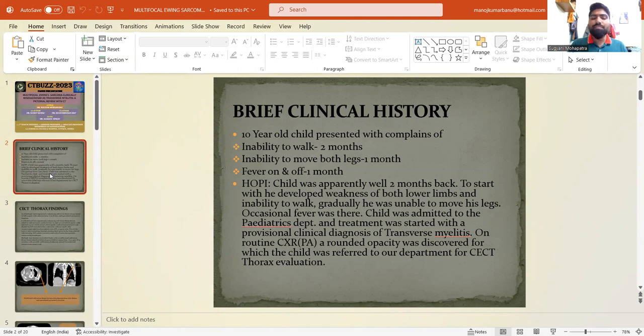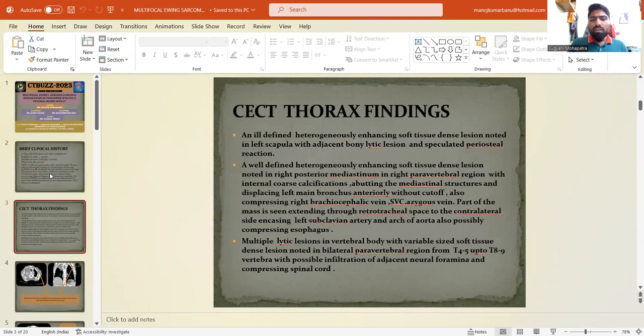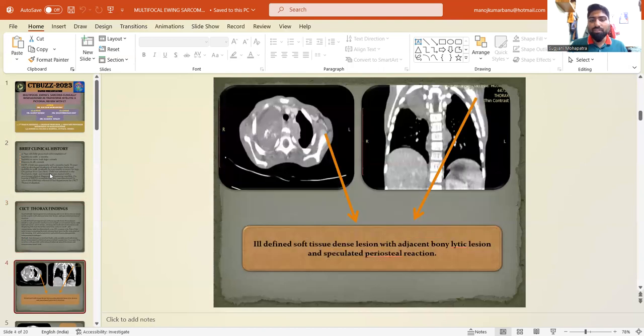On routine chest X-ray PA view, they found a rounded opacity, and the child was referred to us for CECT thorax evaluation. In the CECT thorax, we found a soft tissue dense, heterogeneously enhancing mass lesion in the posterior mediastinum in the right paravertebral region with internal coarse calcification, and an ill-defined heterogeneously enhancing soft tissue dense lesion in the left scapula with adjacent bony lytic lesions with spiculated periosteal reaction. These are the images.